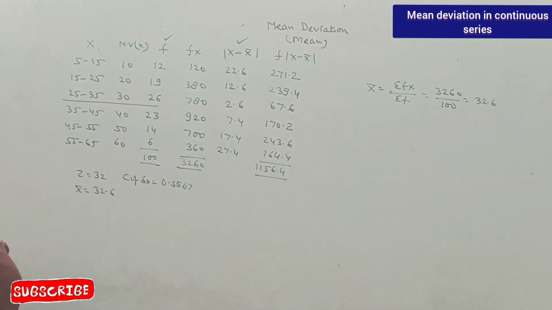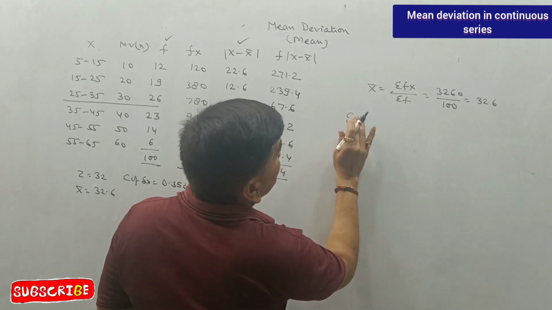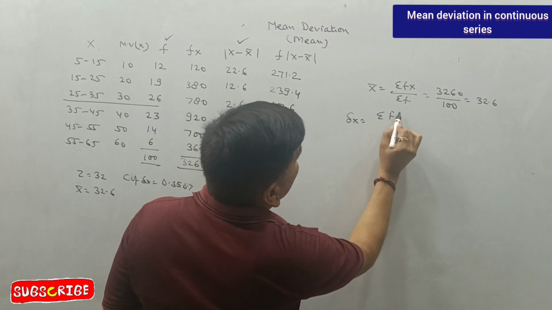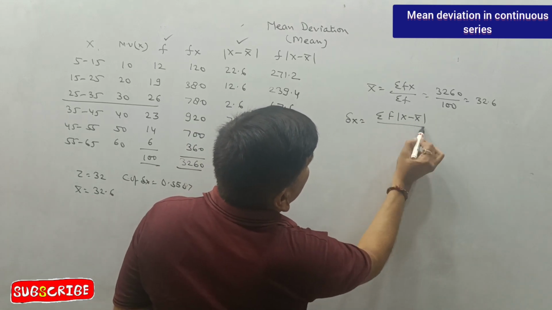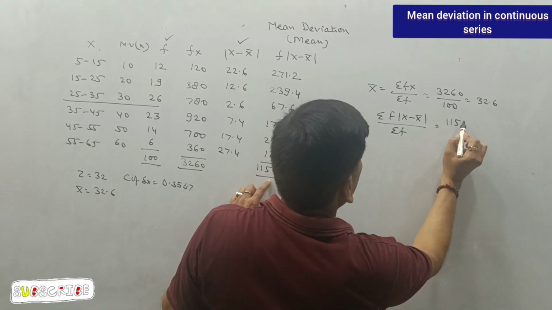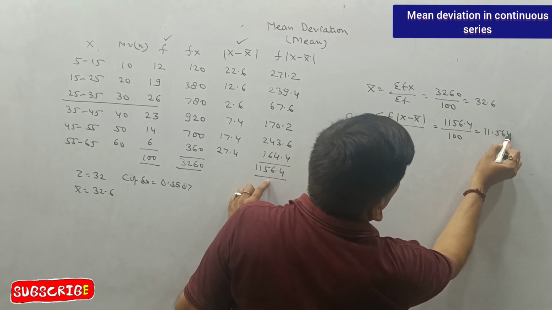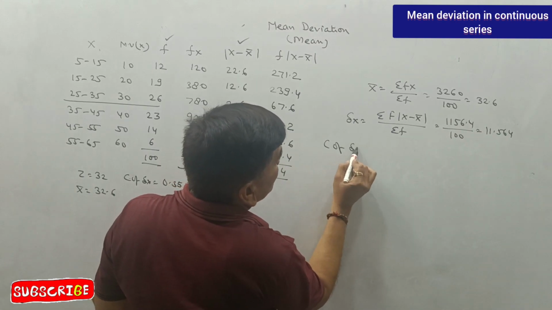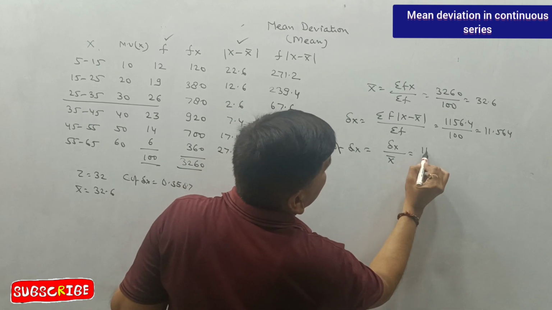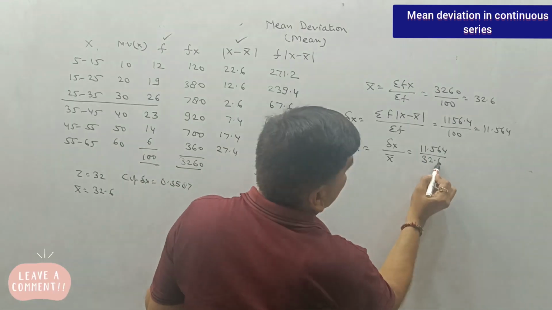So the addition of this item is 1156.4. So calculating mean deviation, the formula is sigma f times x minus x bar divided by sigma f, that is 1156.4 divided by 100, that is 11.564. Coefficient of mean deviation from arithmetic mean is mean deviation divided by arithmetic mean, that is 11.564 divided by 32.6.